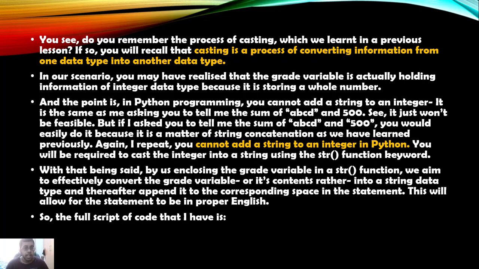And the point is, in Python programming, you cannot add a string to an integer. It is the same as me asking you to tell me the sum of the string ABCD and the integer 500. See, it just won't be feasible. But if I asked you to tell me the sum of the string ABCD and the string 500, you would easily do it because it is a matter of string concatenation as we have learned previously. Again, I repeat, you cannot add a string to an integer in Python.